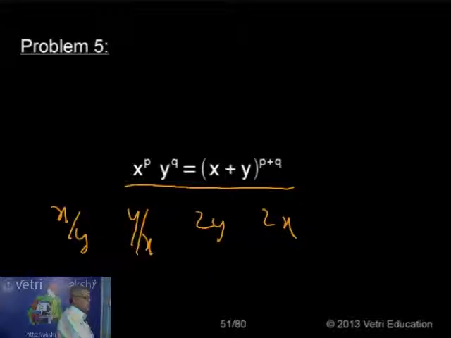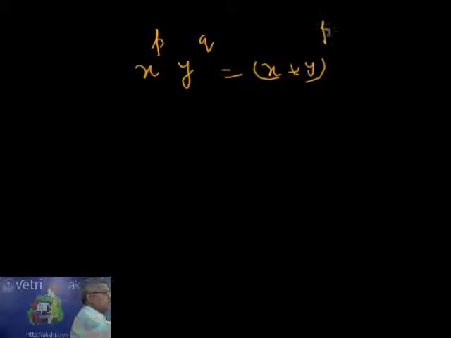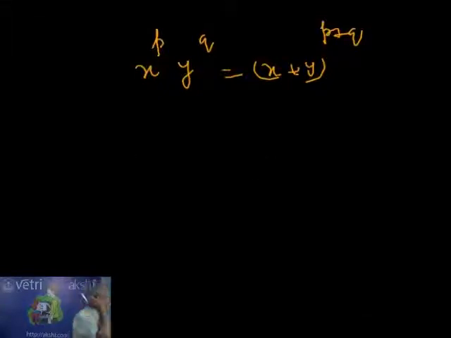This is nothing but an implicit function, because y is not given in terms of x. We have to find dy by dx. So x power p y power q is equal to (x plus y) power p plus q. Therefore, x power p y power q is (x plus y) power p plus q.